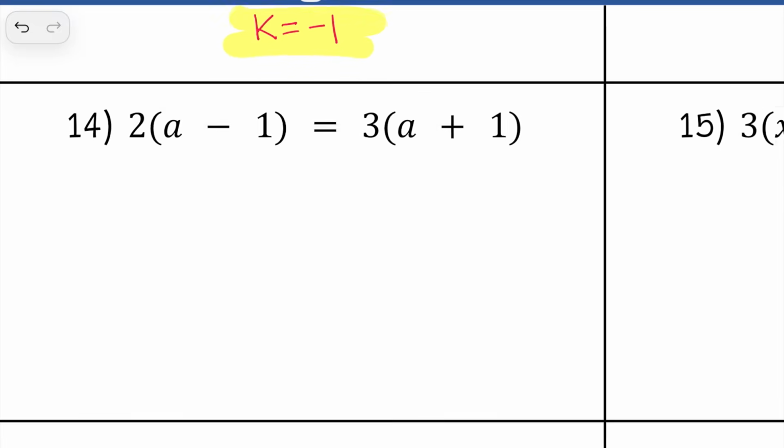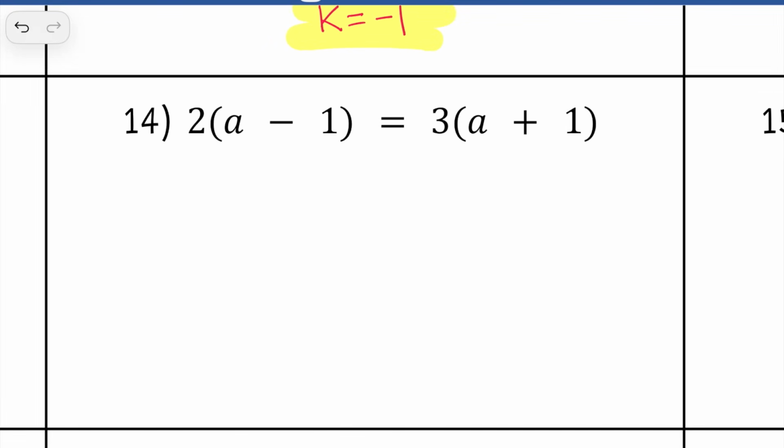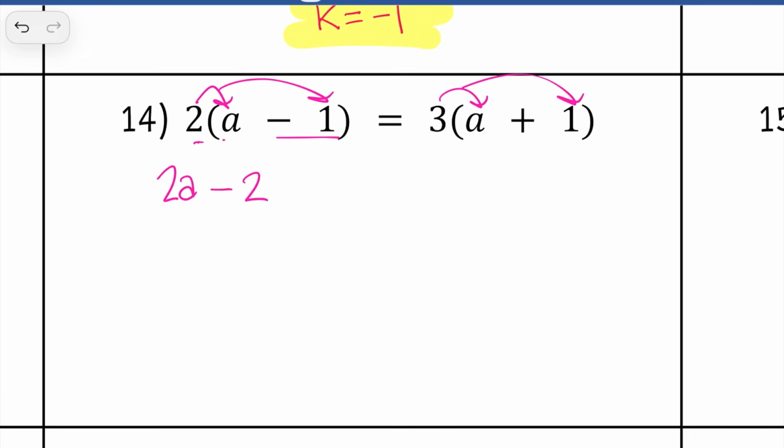This time you have 2 sets of parentheses, one on each side. So again, you're going to have to get rid of them. We're going to start off by distributing to get rid of them. I'm going to do 2 times a, that's 2a. Then 2 times negative 1, which is negative 2 or minus 2. I'm going to bring down the equals. Over here on the right, I got a negative 3 times a. I'm sorry, positive 3 times a, which is 3a. And then positive 3 times positive 1 is positive 3 or plus 3.